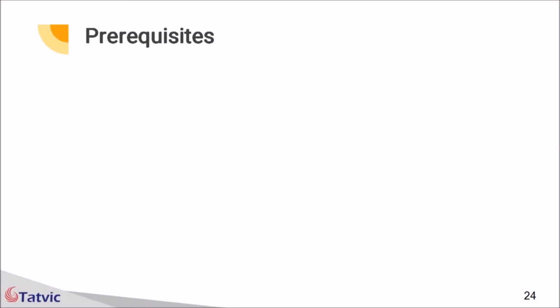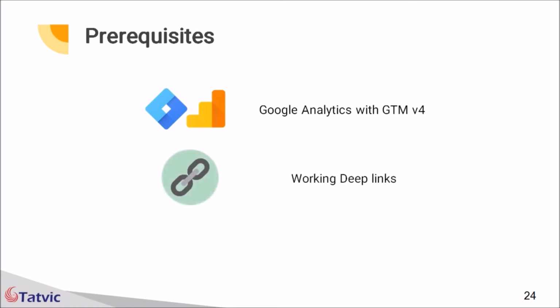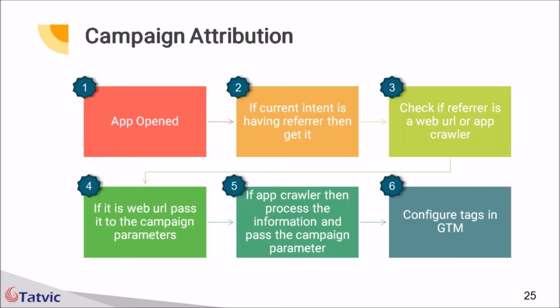So in this particular use case, I'm going to cover the deep link use case, so you need to have these prerequisites. Google Analytics is implemented with the GTM version 4 container. Also, a working deep link is the most important thing to get started.